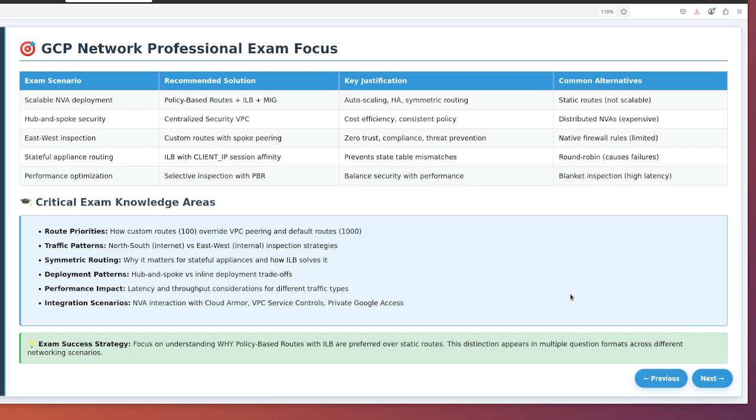Performance and cost considerations are increasingly important in exam questions. Understand the trade-offs between comprehensive inspection and network performance. Know when to use selective inspection versus blanket traffic steering. Integration with other GCP services appears in complex scenarios. How do NVAs interact with CloudArmor, VPC service controls, private Google Access, and CloudNet? Understand the interaction patterns and limitations.